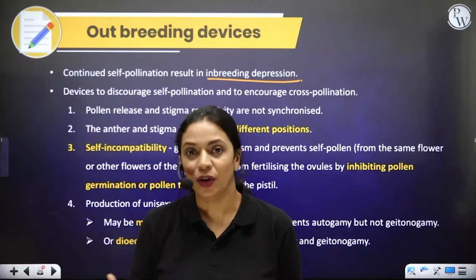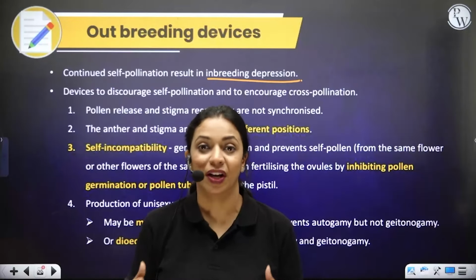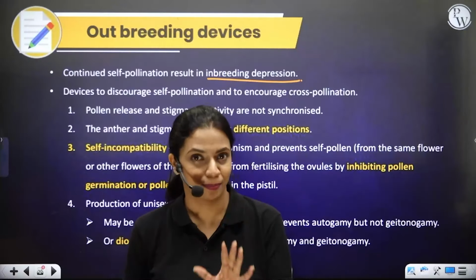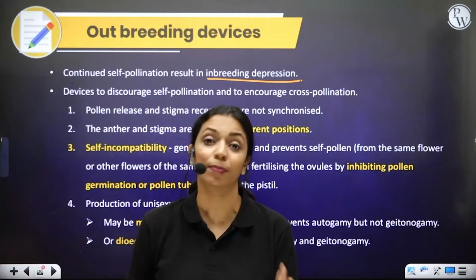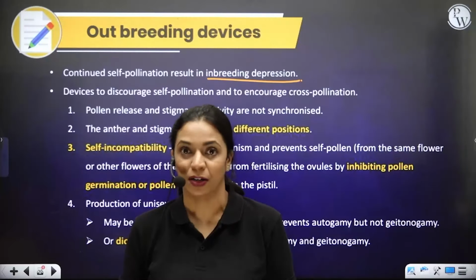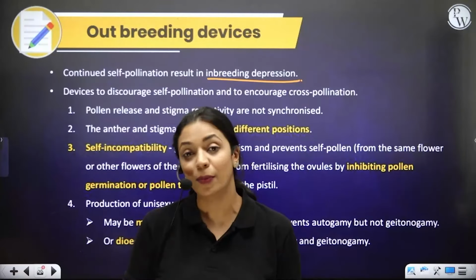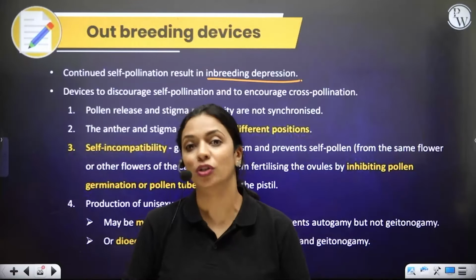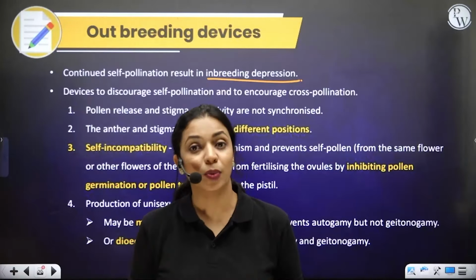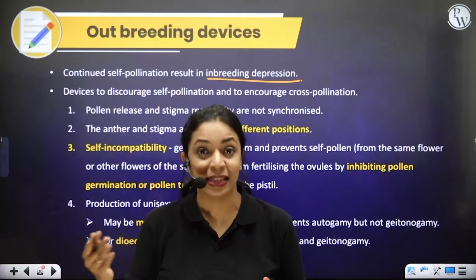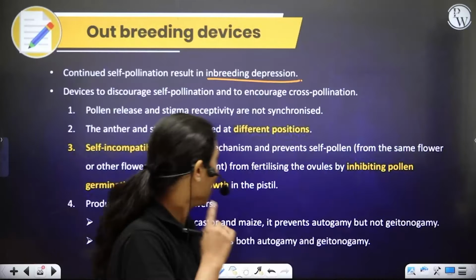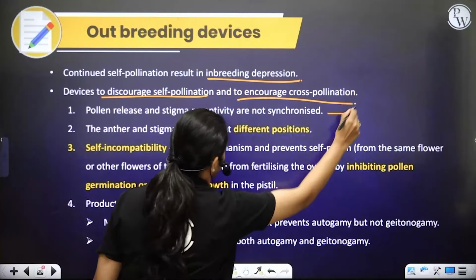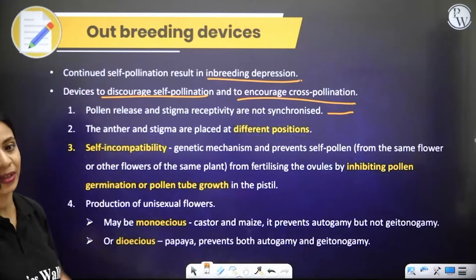So this is bad for any plant. If it cannot survive properly, if it is not hardy enough, it is bad for the plant. In order to prevent that, plants have come up with some genius mechanisms. We say that plants don't have brains and they are not very smart, but despite lacking brains, they've come up with some genius mechanisms that can prevent this self-pollination and promote cross-pollination. So that is what we call outbreeding devices. They prevent inbreeding and promote outbreeding. So devices that discourage self-pollination and encourage cross-pollination are referred to as outbreeding devices.